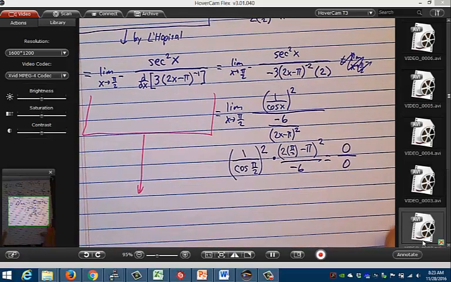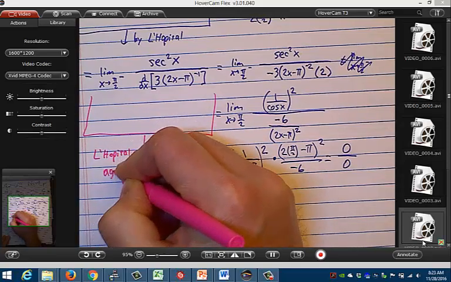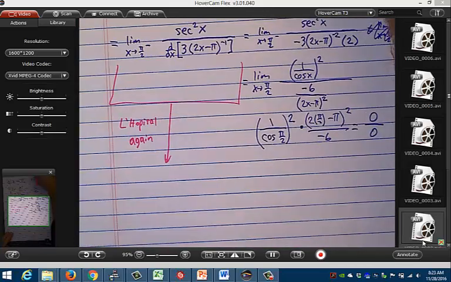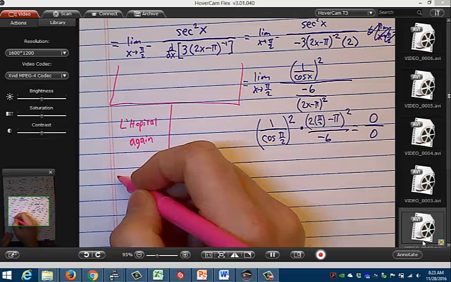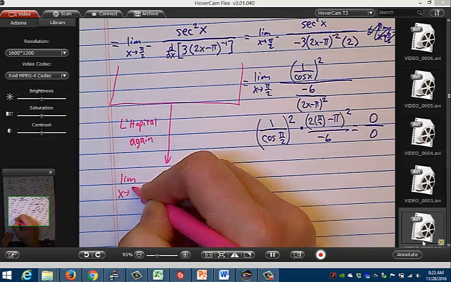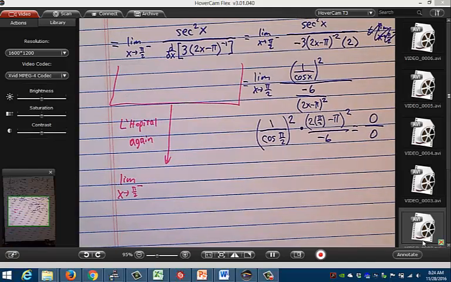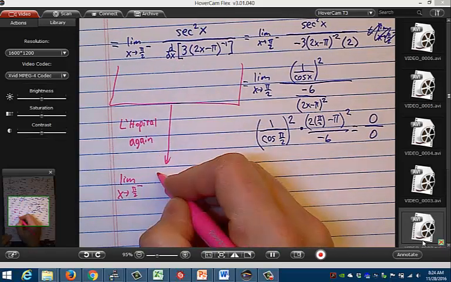I'm going to change colors. So L'Hopital again. All right, here I go. So now I have the limit as x approaches pi over 2 from the negative side. Wow, it's funny. I don't see this going anywhere. Because if I take the derivative again, I'll get 2.